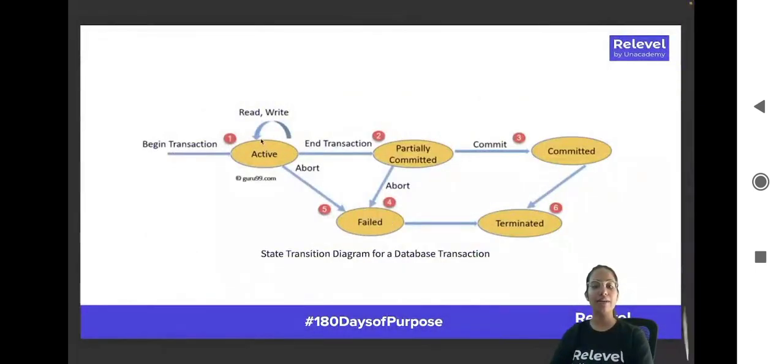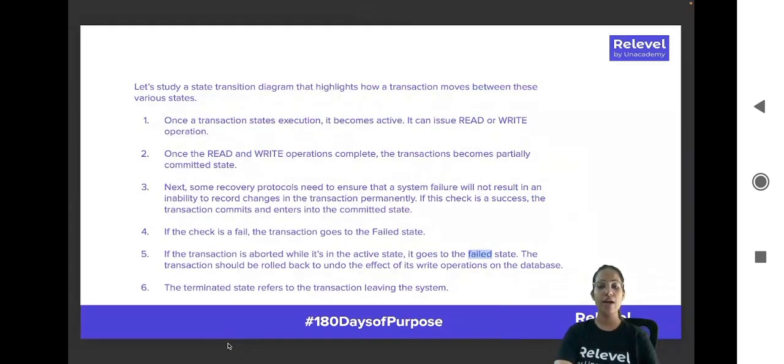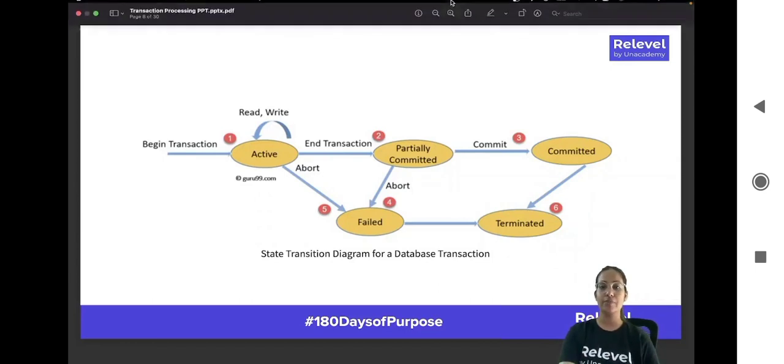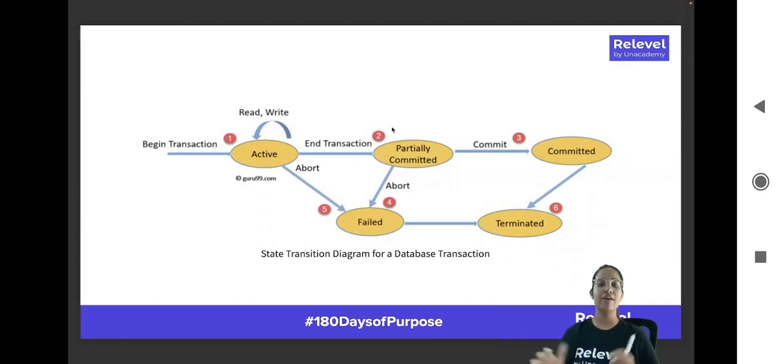It may so happen that you did some read and write operations and then you go into the abort state. So you need to make sure that rollback procedures are put into place in order to undo the write operations. Okay, and the terminated state refers to the state where the transaction is leaving the system because all the tasks of the transaction are completed. That is when you can say that your transaction is terminated. Terminated is the final state, when everything has been done and completed.